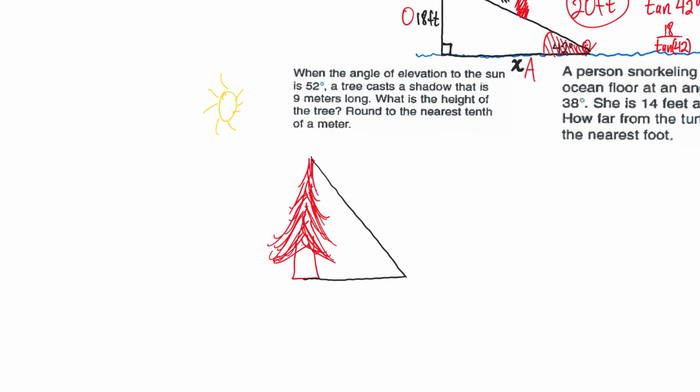So it says the angle of elevation is 52, which the angle of elevation generally is going to fit inside the triangle that we're dealing with, the stuff we're going to do. So that's the angle of elevation. That's from here up to here is 52 degrees. It says that the shadow is 9 meters long. And what we want to know is what is the height of this tree?